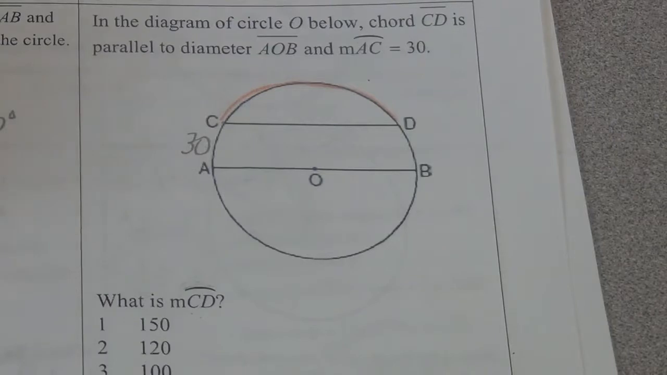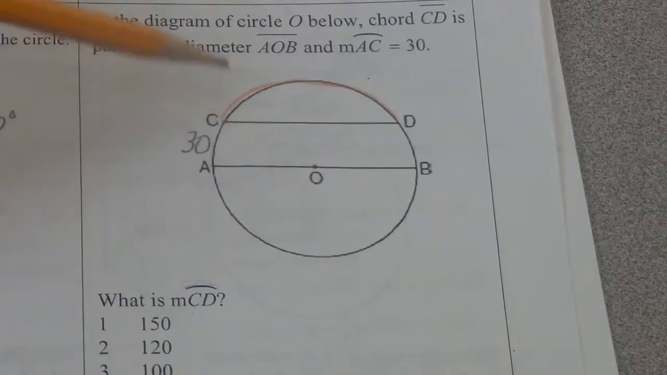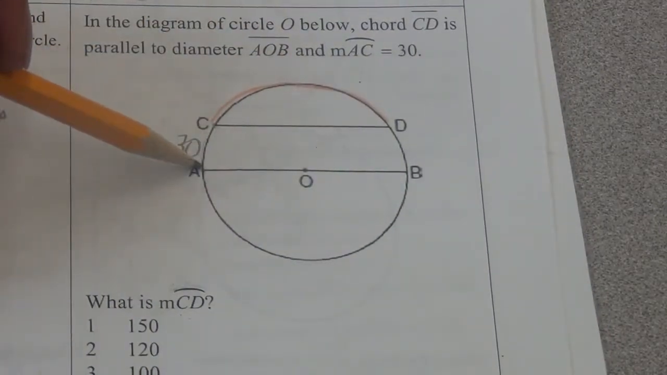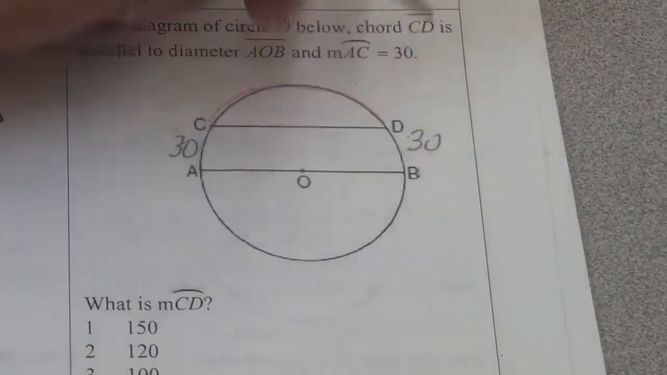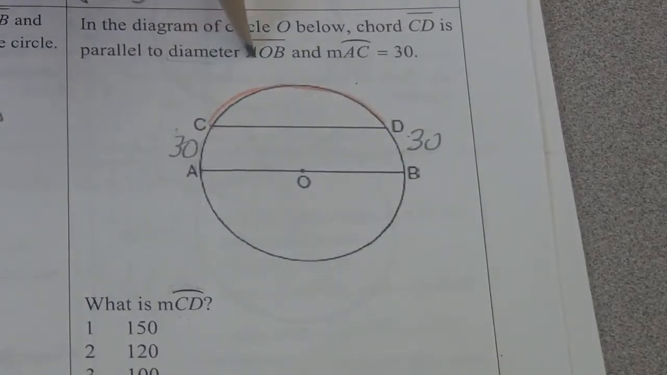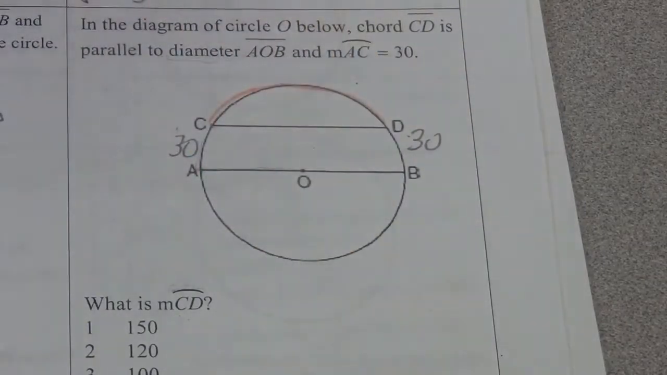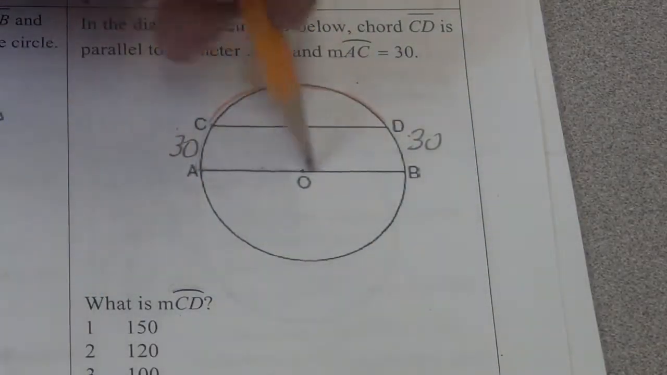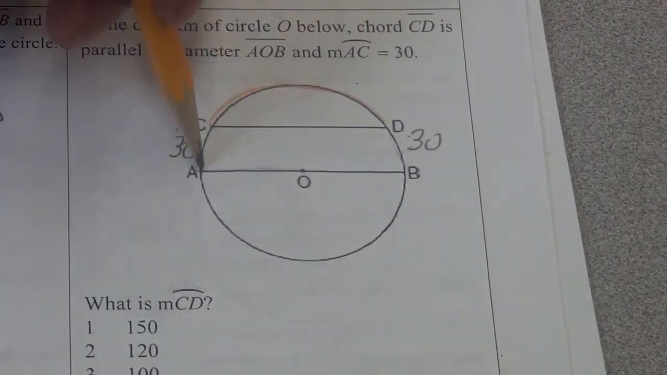Well, this is what I know. I have parallel chords. Parallel chords cut congruent arcs. Am I correct? Yes, exactly. So if this is 30, how much is this? 30. They say that there is a diameter here. So what does the diameter do to the circle? It cuts it in half. How many degrees does a circle have? 360. So half of 360 should be 180. So this right here is 180.